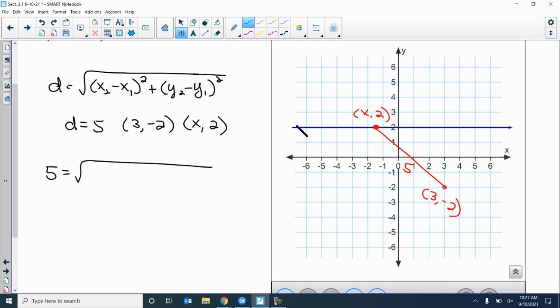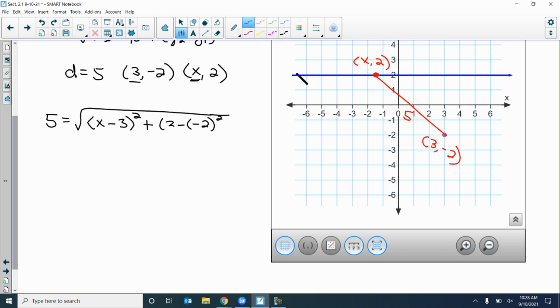x2 minus x1. I'm going to make this x minus 3. Okay, I don't know what it is, so I'm going to call it x. (x minus 3) quantity squared, plus (2 minus negative 2) quantity squared. That's solvable. Okay, that's solvable.